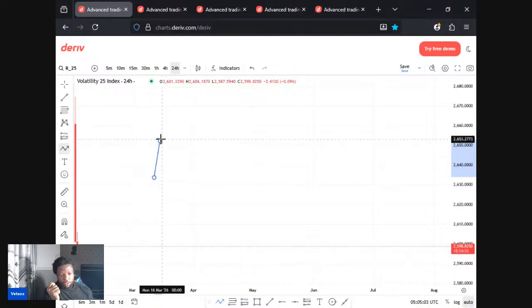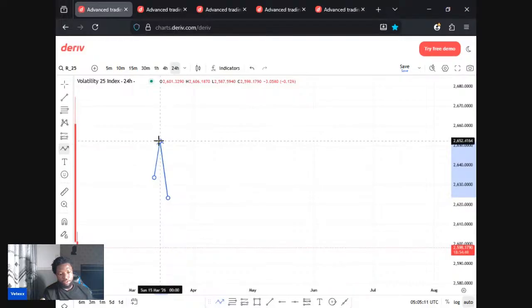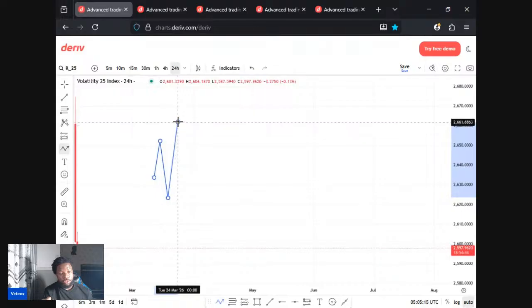We have this high created here. Now we anticipate price to take out this high that is created here. We consider this as our transactional liquidity. So price will take it out to create this protected high. This is for a sell.